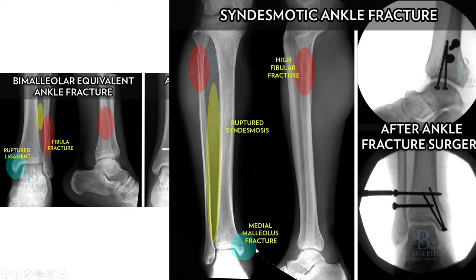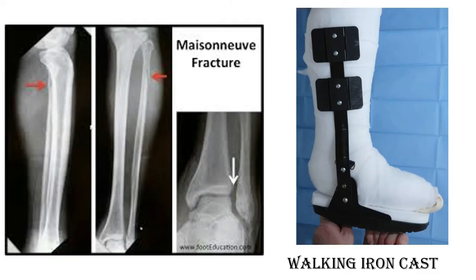Now along with this bimalleolar fracture, the syndesmotic injury may be found as a solo syndesmotic injury, but there is another type of injury in the ankle, that is called Maisonneuve fracture. What is this? This is due to the strain of the deltoid ligament, and there is an oblique fracture of the fibula above the mid portion of the fibula, or above the syndesmotic area, generally at a higher level of the fibula. This is called Maisonneuve fracture, that can be managed with a walking iron cast.